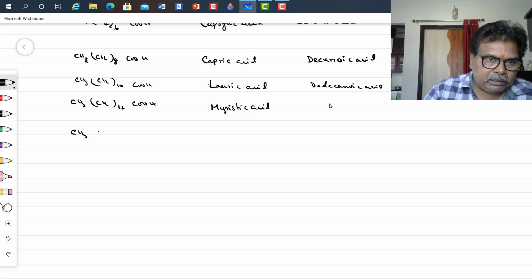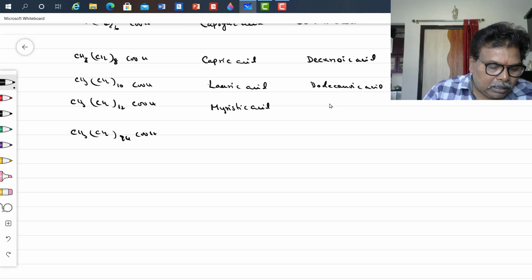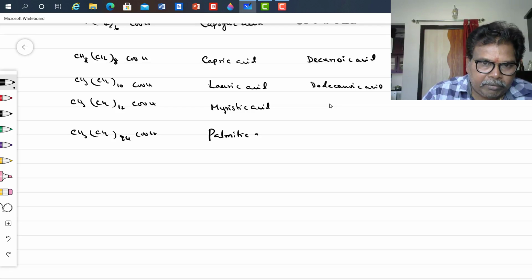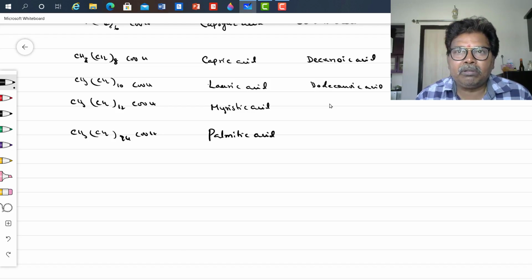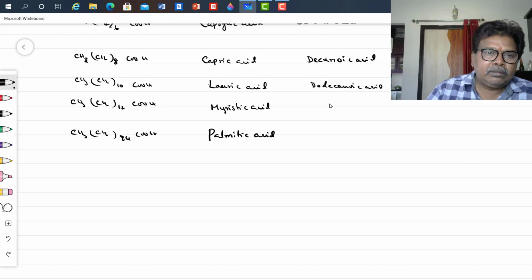Next, CH3, CH2 taken 14 times, COOH. 16 carbon atoms are there, therefore hexadecanoic acid, but the important common name is palmitic acid. These are used in the preparation of soaps, detergents, shampoo, like that.